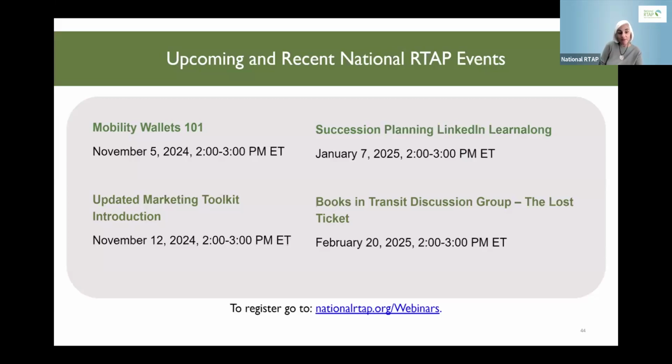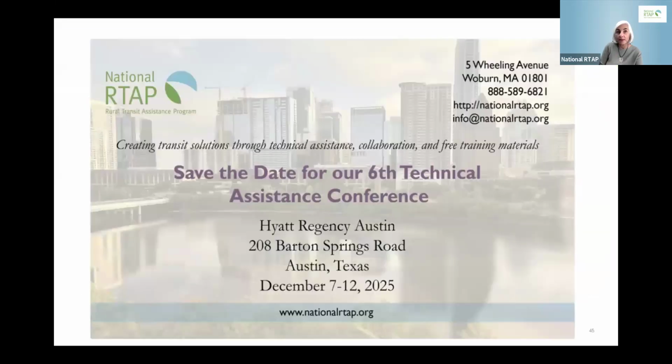And then finally, we have our book club. National RTAP hosts a book club every quarter or so. Our next one is in February, and we're speaking about a book called The Lost Ticket. Last time we talked to one of the original freedom riders from 1961. The buses are coming, and it was an amazing discussion, and the author joined us.